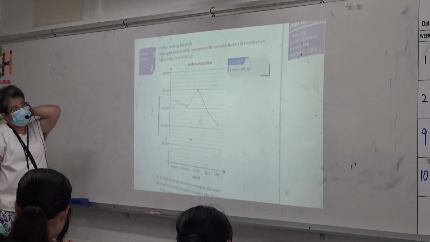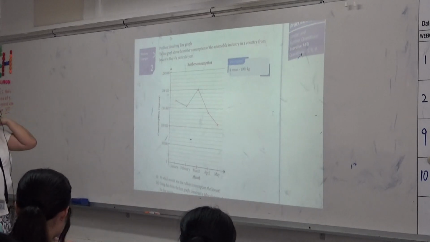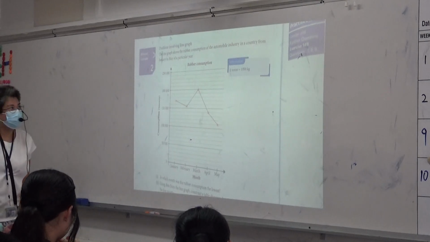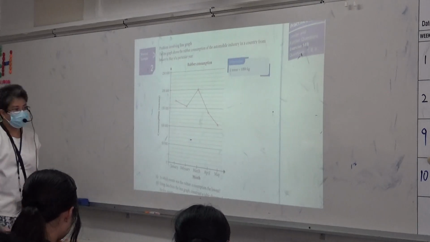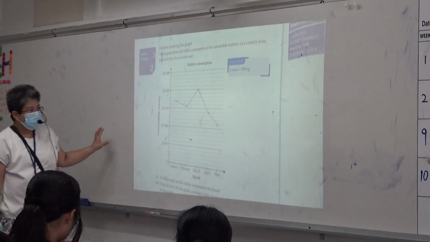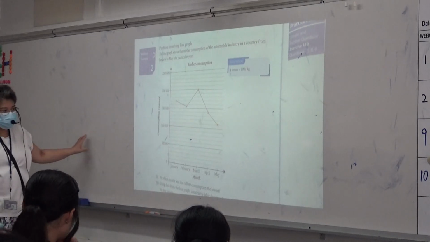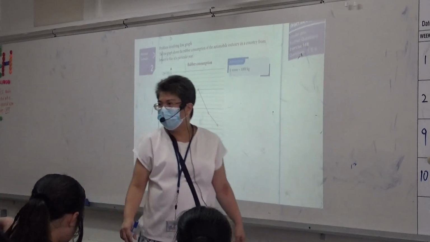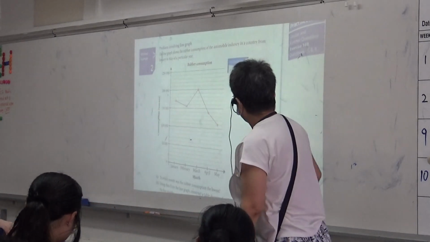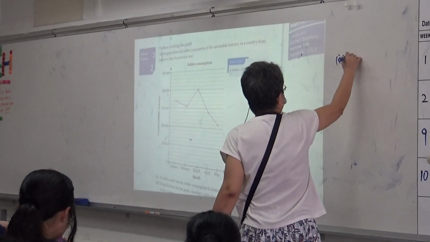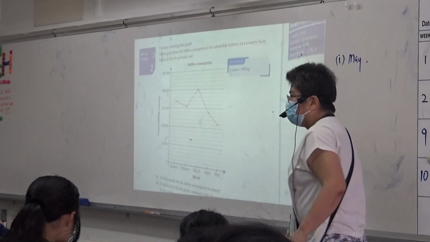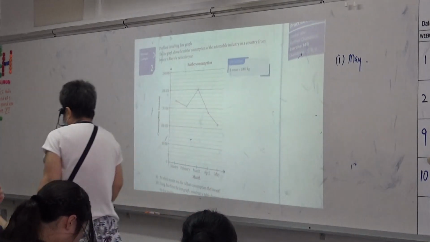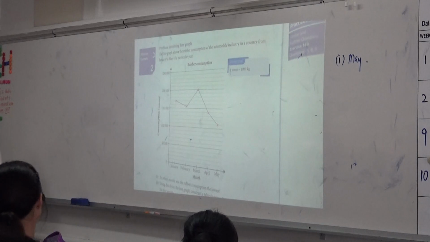Now, the line graph shows the rubber consumption of the automobile industry in a country from January to May of a particular year. In which month was the rubber consumption the lowest? Look at the line graph. Which month is it the lowest? May. Are we okay with May? Yes. Okay. Now, next, part 2.